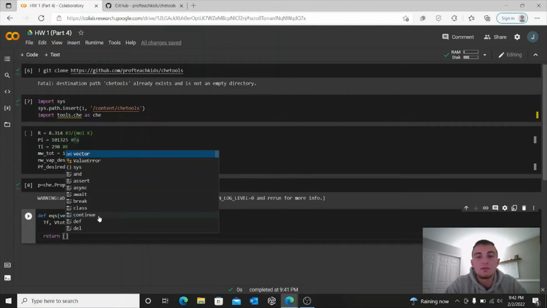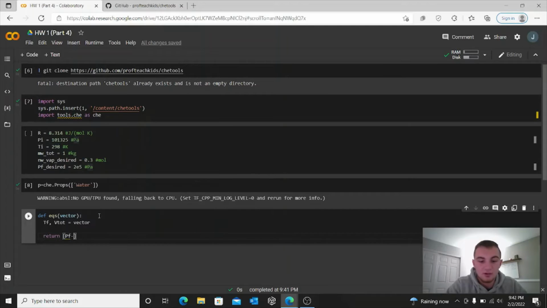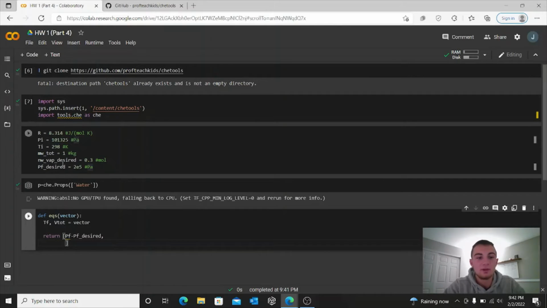Now these two equations, the first one will be the final pressure minus the final pressure desired. Okay. Now what I mean by this is, since this has to equal zero, and we have set the final pressure desired equal to 200,000 pascals, that means our final pressure will have to equal 200,000 pascals in order for this to equal zero. So utilizing this and the relationships that we have, when we use the root solver tool, that will allow us to return the unknown values that we have.